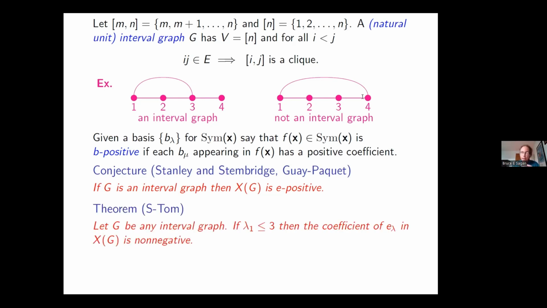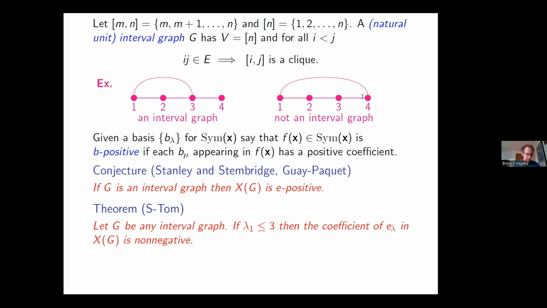Suppose we've got an interval graph, and suppose lambda 1 is at most 3. So the diagram has at most 3 columns. Then the coefficient of e lambda in X of G is always non-negative.